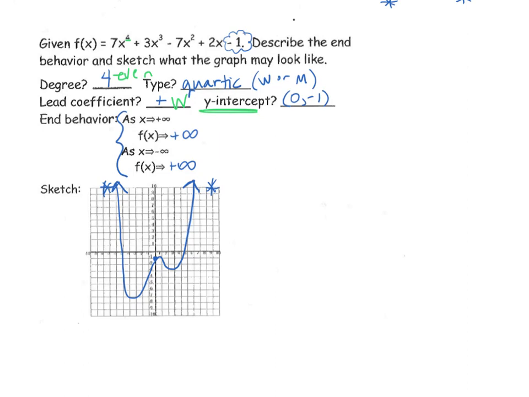The other point that we can find really easily is the y-intercept. The y-intercept is always what happens when x equals 0. Well, if x was 0, all of these terms would just cancel out. So the constant at the end is always the y-intercept.